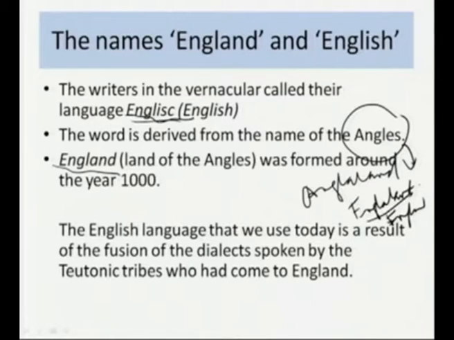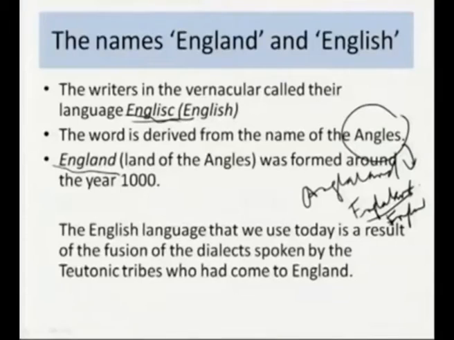So, the name England is derived from the conquering tribe called the Angles. England, that is the land of the Angles, was formed around the year 1000. It's not that there are no other scholars who claim a different date near to this, but for general purposes we accept the year 1000.